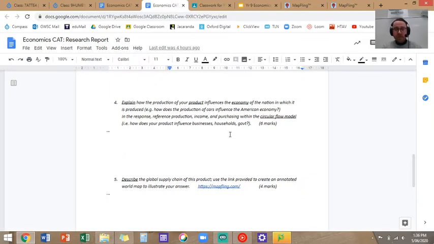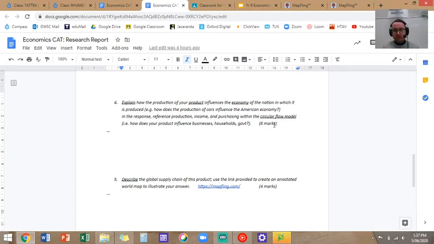You're looking at the circular flow model, and then you're trying to sprinkle in these 3 terms here. So production will obviously, hopefully come up at some time in your answer. Income and purchasing. So there's 3 things there, and they kind of relate to one part of the circular flow model each. Production would be the producers, obviously, the businesses. Purchasing would be the consumers, and then income's kind of sprinkled along all 3 of them.